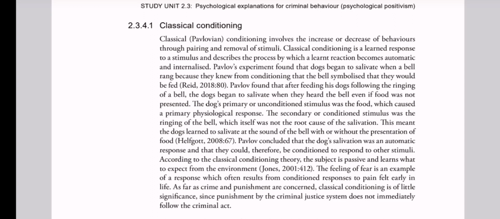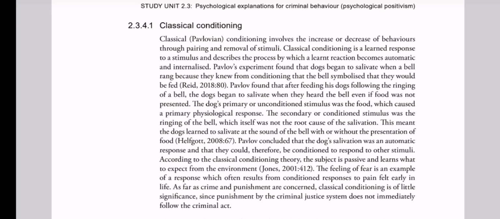Pavlov's experiment found that dogs began to salivate when a bell rang because they knew from conditioning that the bell symbolized they would be fed. Pavlov found that after feeding his dogs following the ringing of the bell, the dogs began to salivate when they heard the bell, even if food was not presented.